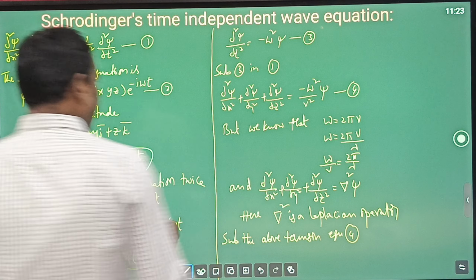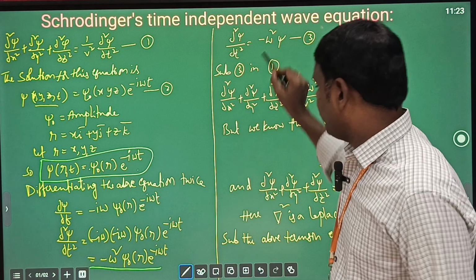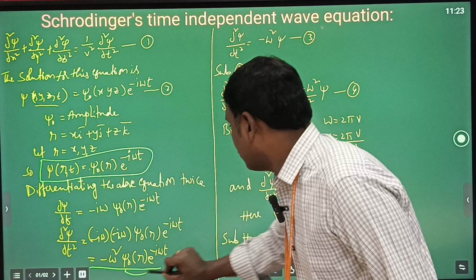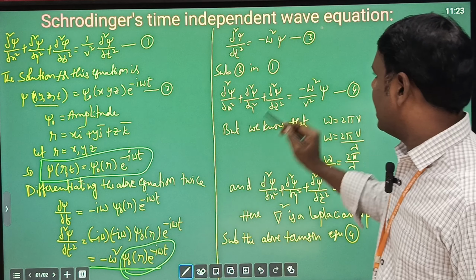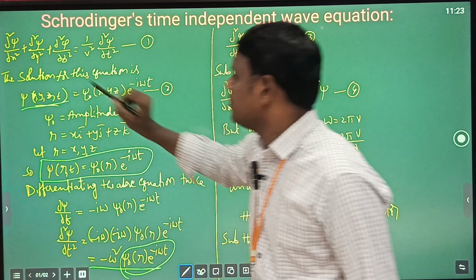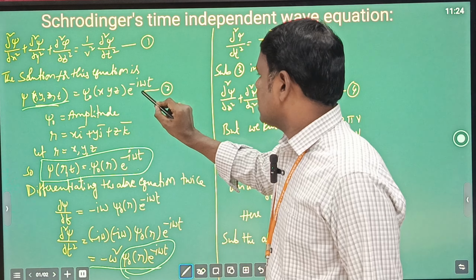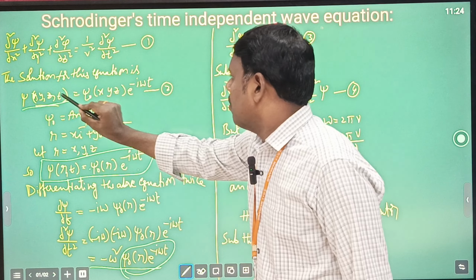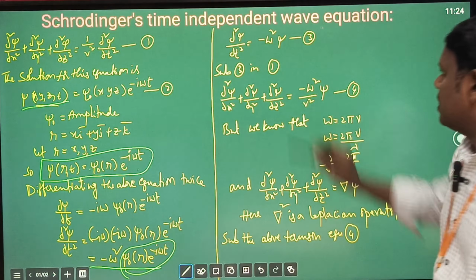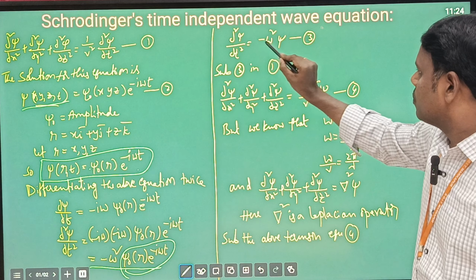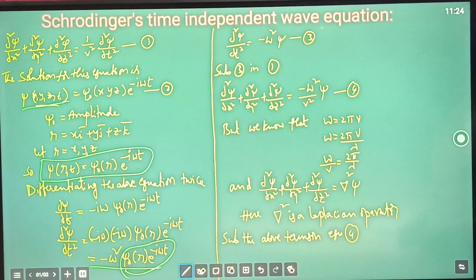So see, dou square psi by dou t square is equal to minus omega square into psi naught of r e power of minus i omega t, which can be written simply as psi. If we write psi naught of r e power of minus i omega t as psi of r comma t, and psi of r comma t as just psi, then dou square psi by dou t square is equal to minus omega square psi. Let it be equation number 3.